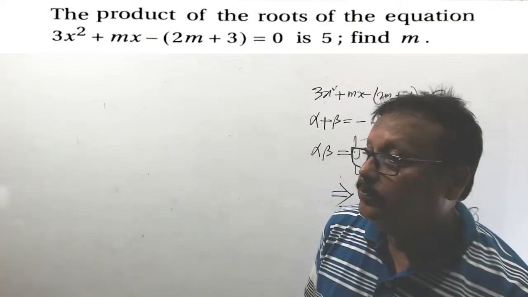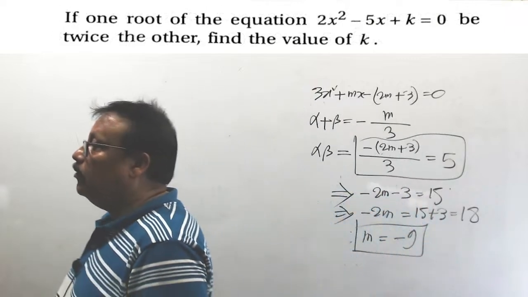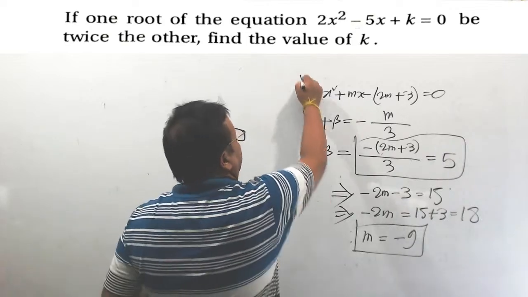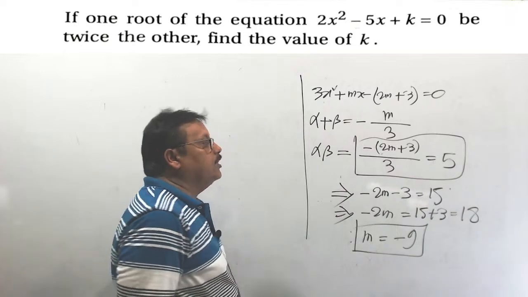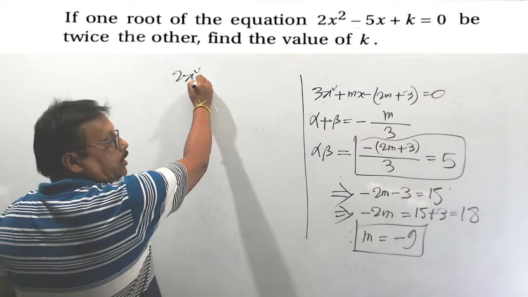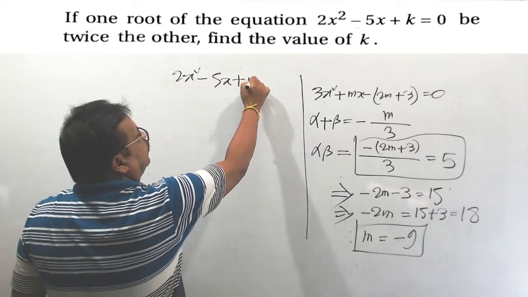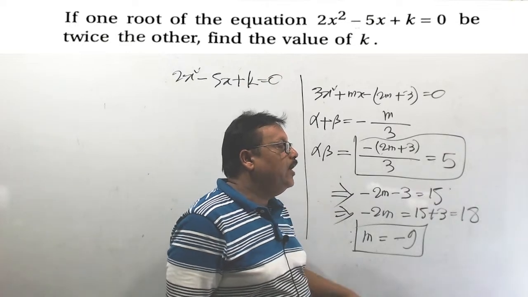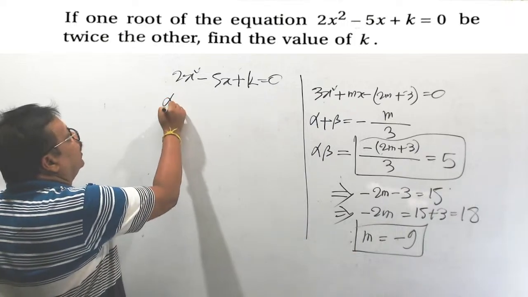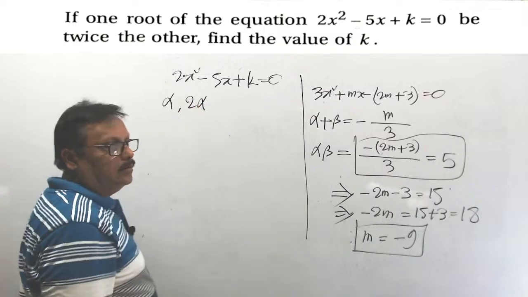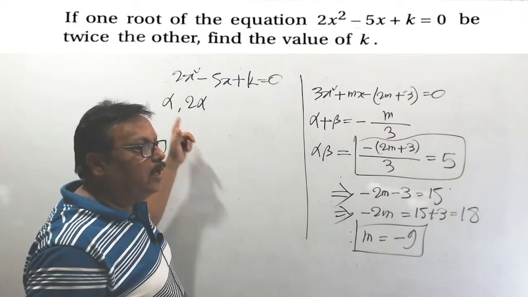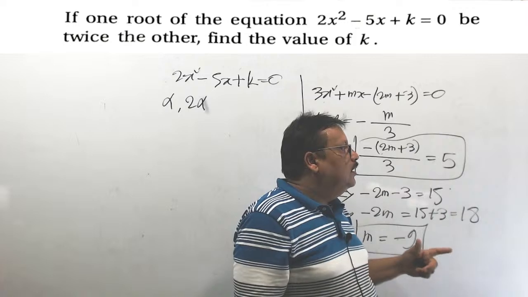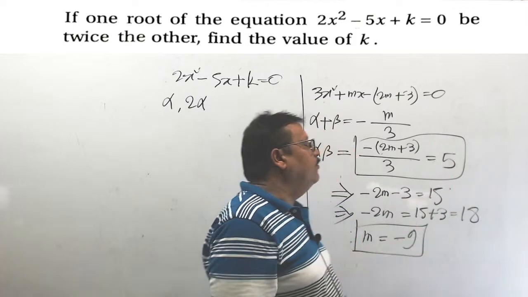What's the next problem? If one root of the equation 2x square minus 5x plus k equal to 0 be twice the other, find the value of k. If one root is alpha, then the other is twice alpha. One root is double the other. You have to find the value of k.